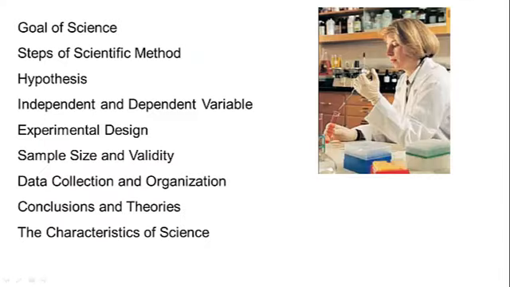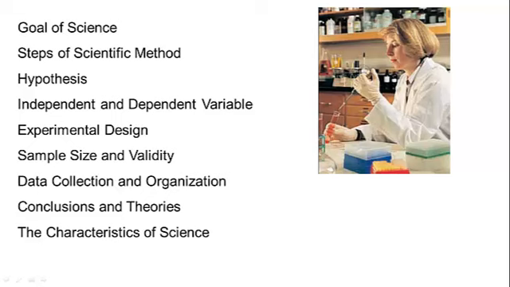We're going to be looking at the goal of science, which is really why we do science. We're going to learn about the steps of the scientific method that would be commonly followed. We'll describe what a hypothesis is and how to write one. And then we're going to look at the independent and dependent variable and how to identify those. That'll be screencast session 1.